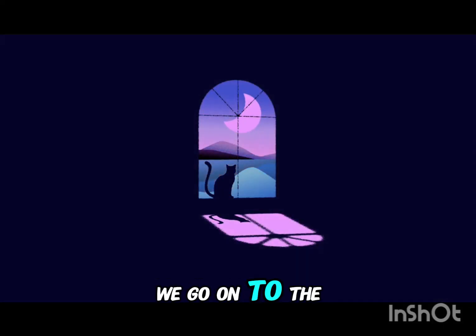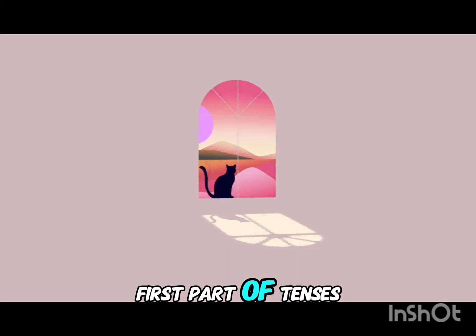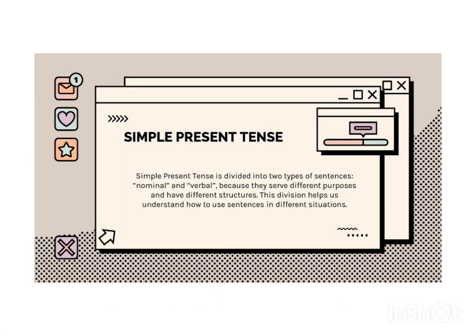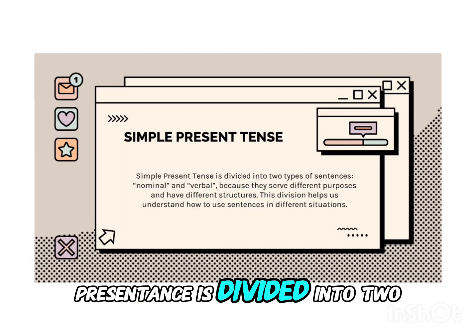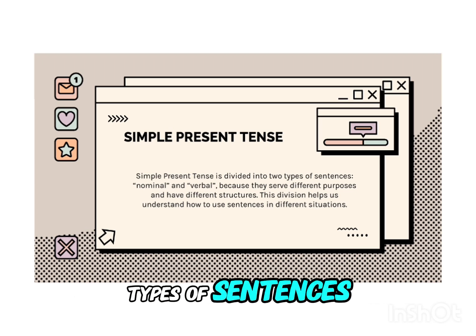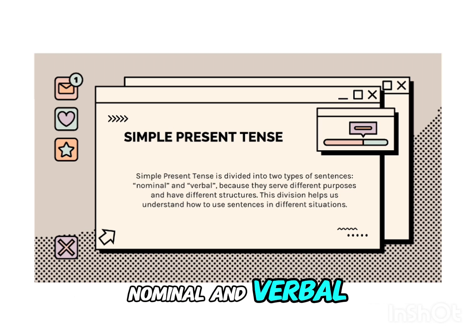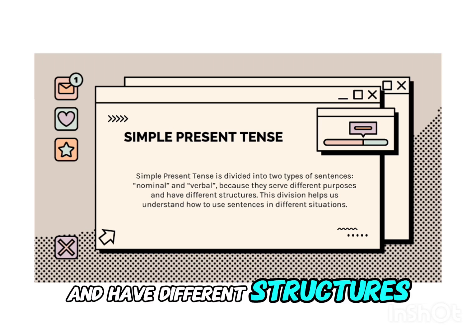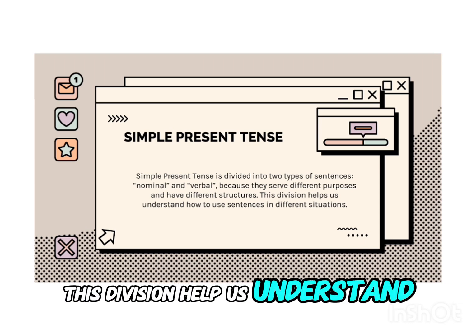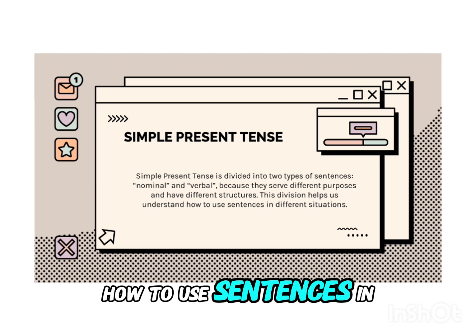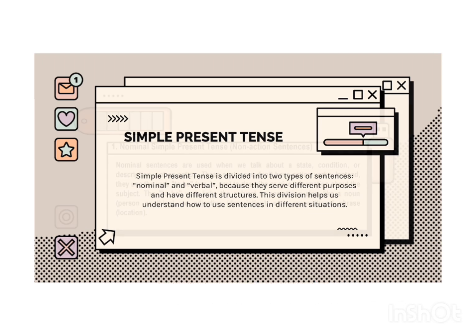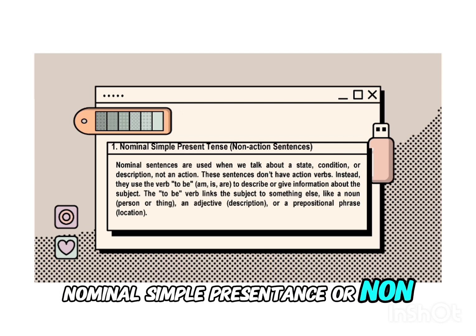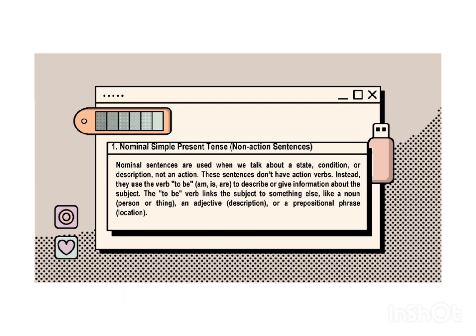We go on to the first part of tenses. First, simple present tense. Simple present tense is divided into two types of sentences, nominal and verbal, because they serve different purposes and have different structures. This division helps us understand how to use sentences in different situations. First, nominal simple present tense, or non-action sentences.